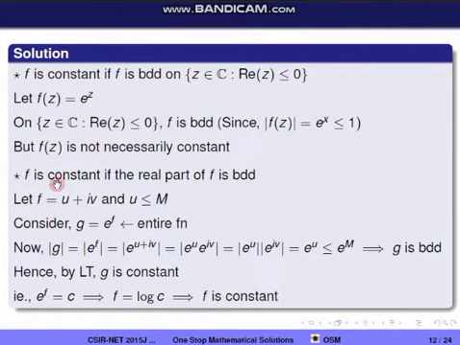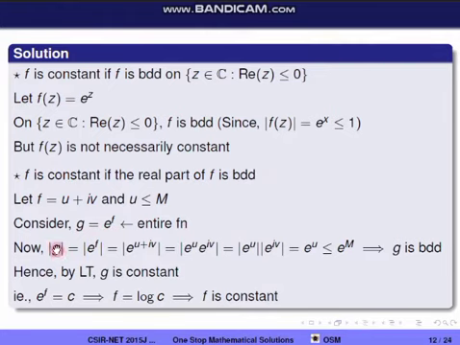Fourth option, f is constant if real part of f is bounded. So let me take f is equal to u plus iv. So real part of f is u. So real part of f here is given bounded. So let me take it as m, the bound of real part. So u is less than or equal to m. Now consider g is equal to e power f. Then g is also an entire function.